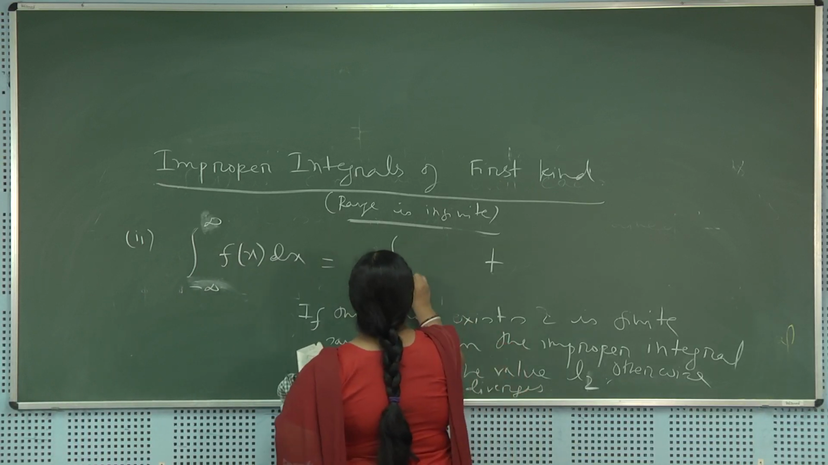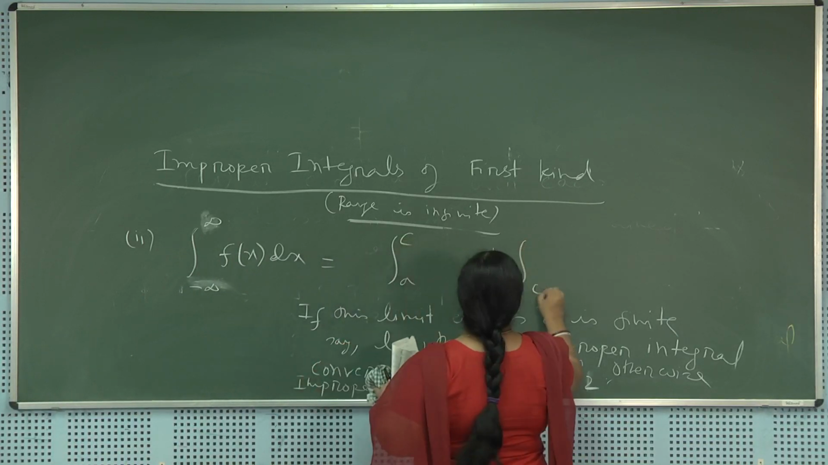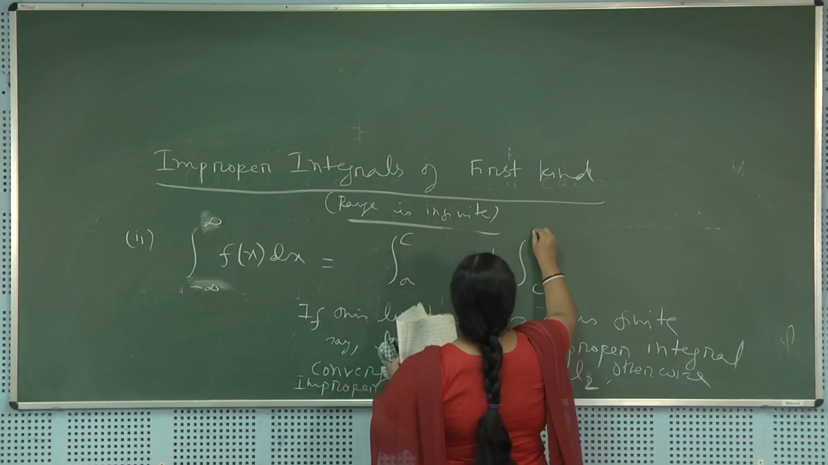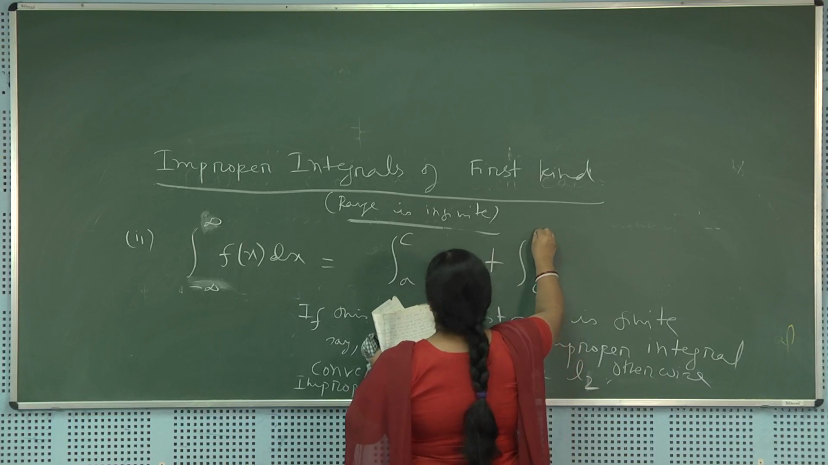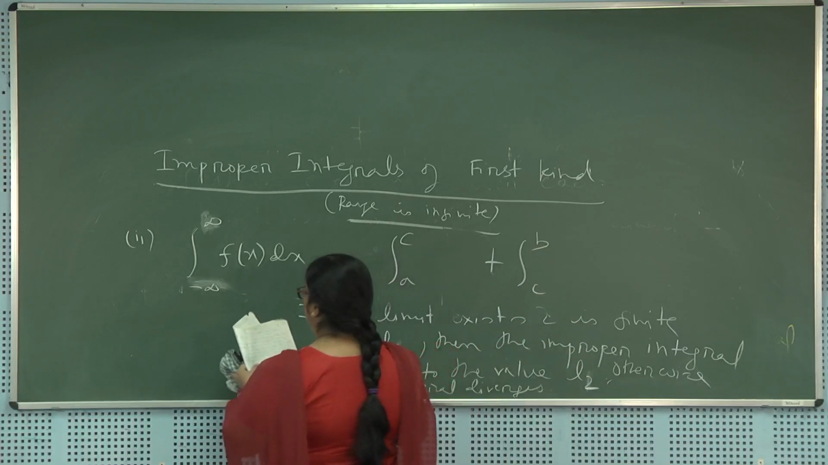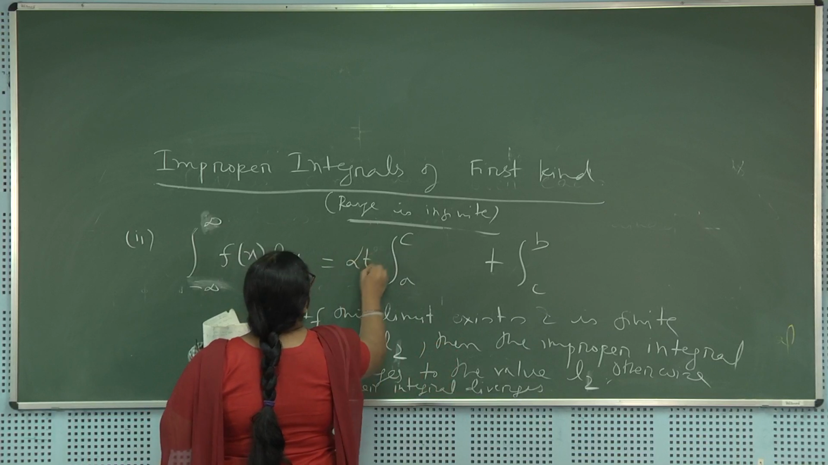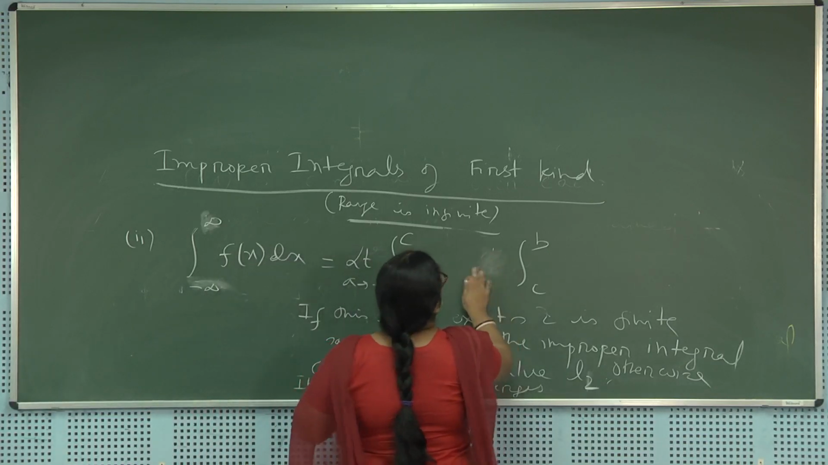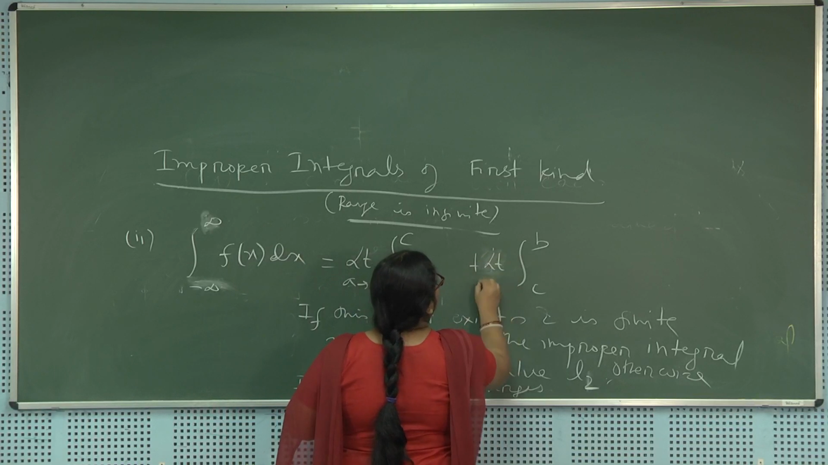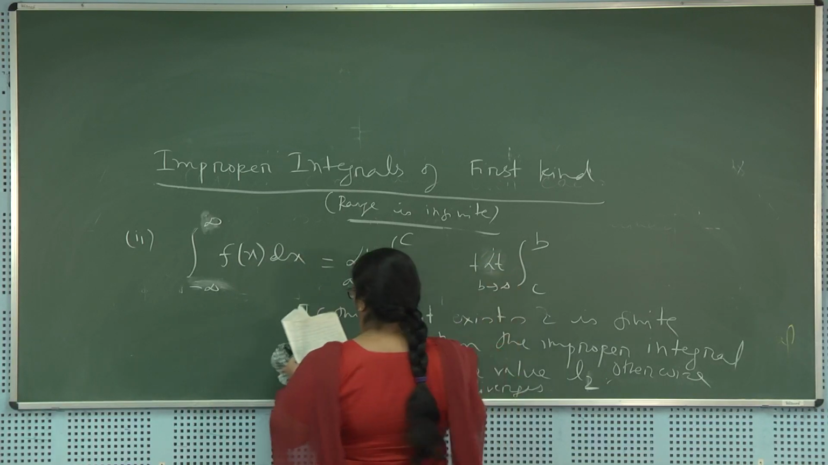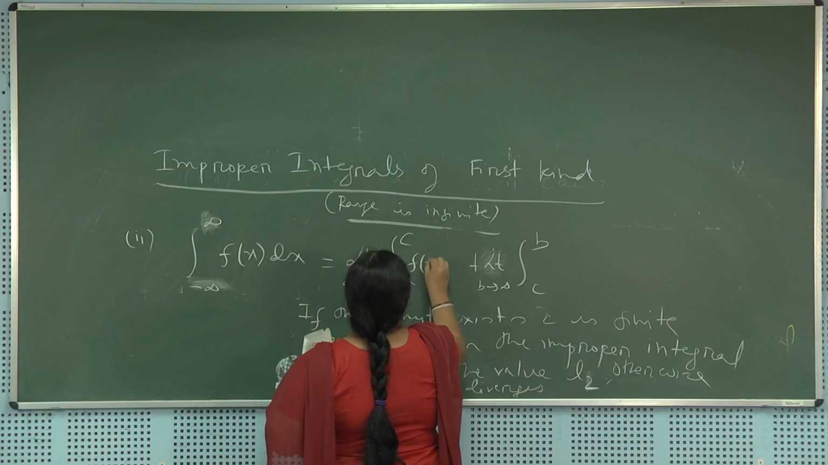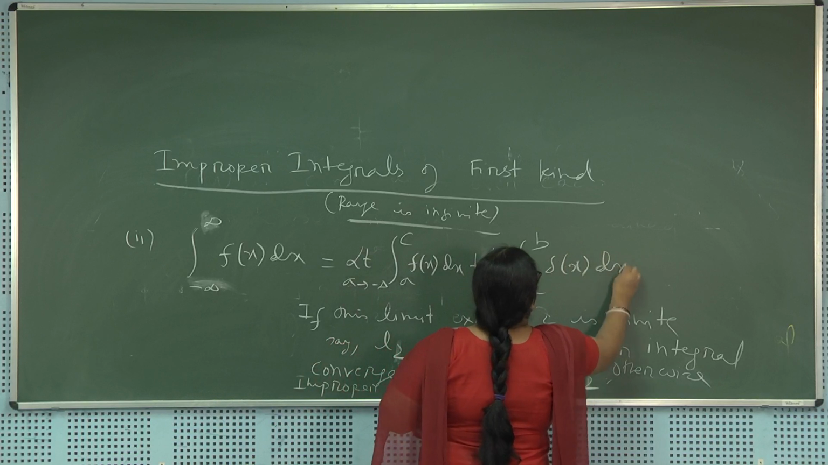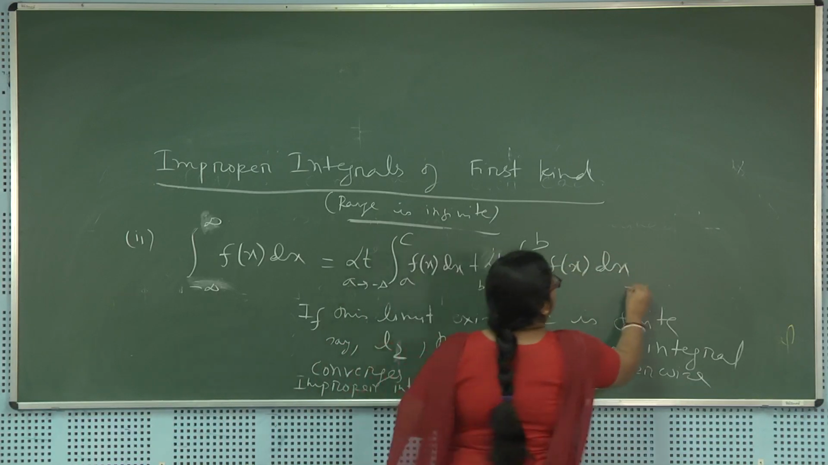So, we will write a to c and then c to b, where the limit a tends to minus infinity and the limit b tends to infinity. So, this is f(x) dx and this is also f(x) dx. Give it equation number 3.